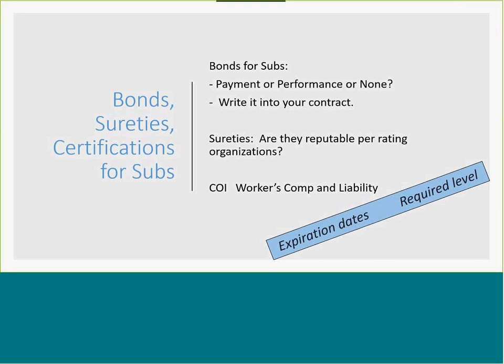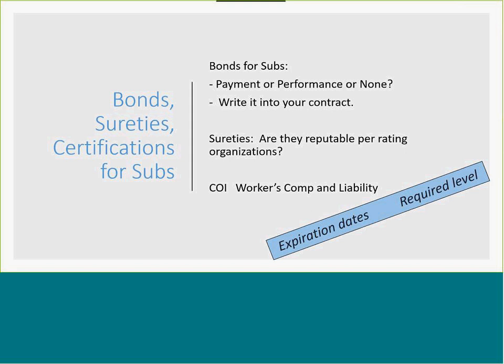Let's switch gears a little bit and talk about bonds. Bonds, as we all know, are a big deal and really help us get bigger contracts, and we have to have the bonds to support those contracts. We have to have the bonds matching. So the big question for subs is what kind of bond do they have? Do they have a payment or a performance, or is there none of those? And one of the big issues is to write it into your contract for the sub. Make sure that it's very clear.